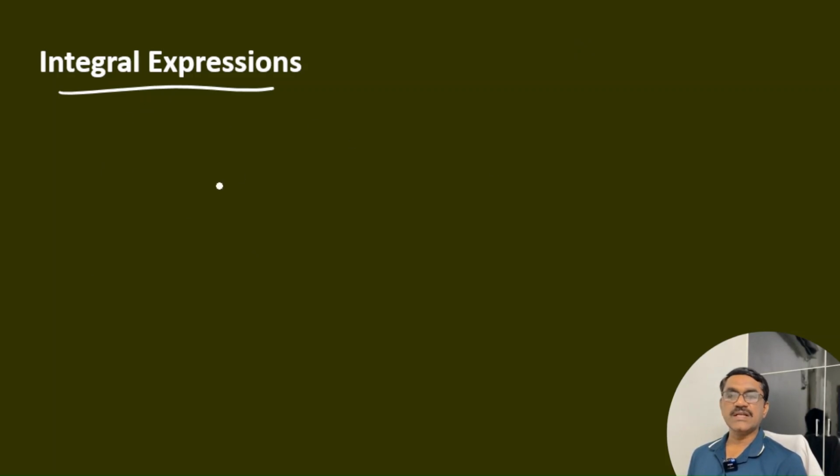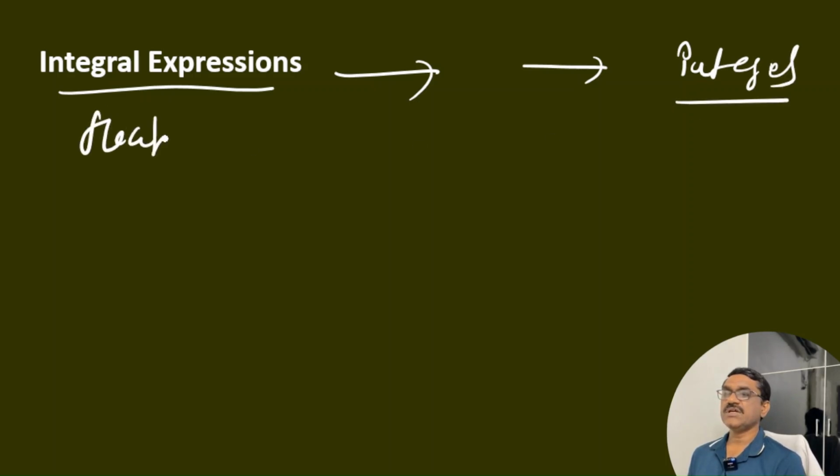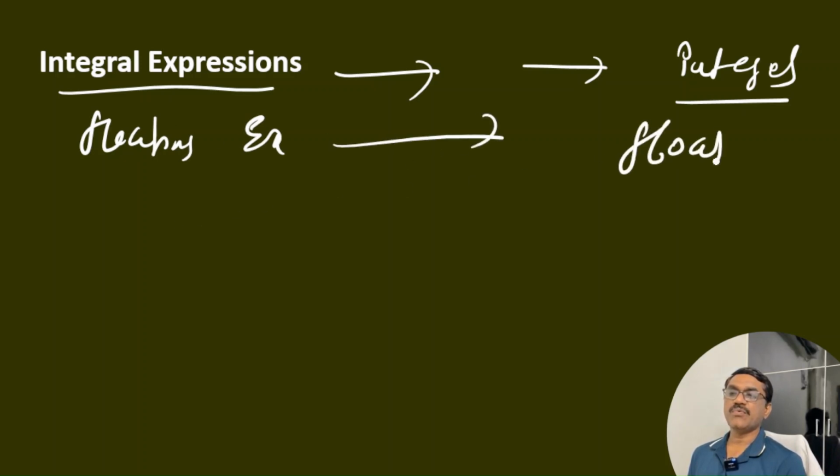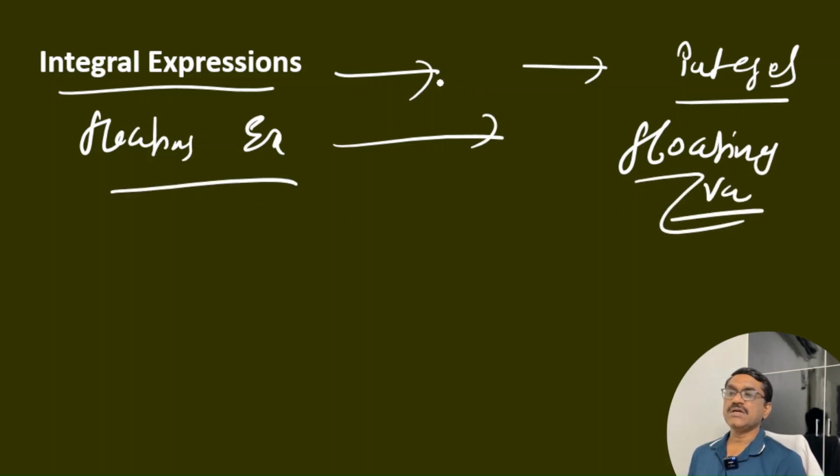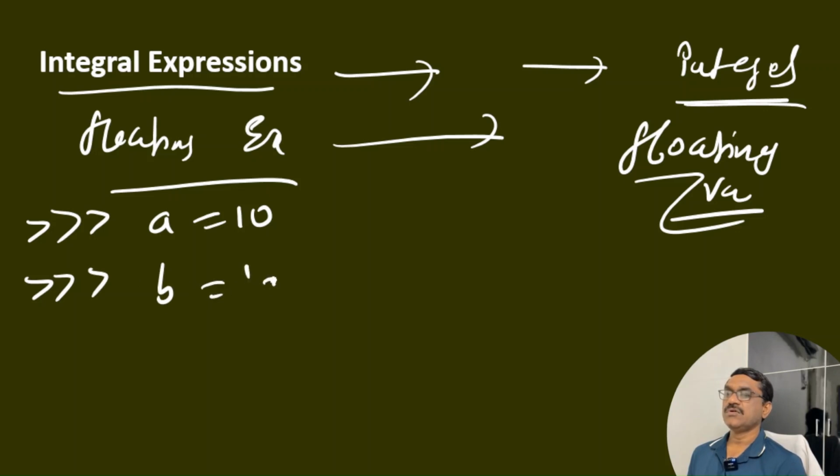Now, what do you mean by integral expression? Remember, an integral expression is the expression which results in an integer value. This is very, very important. Just now we have seen that a floating point expression is the expression which results in a floating point value. Here the result is a floating point result. Here the result is an integer result. For example, in an integral expression, we take a is equal to 10 and assume that b is equal to '20' in single quotes. First, an integer object. This is a string object.